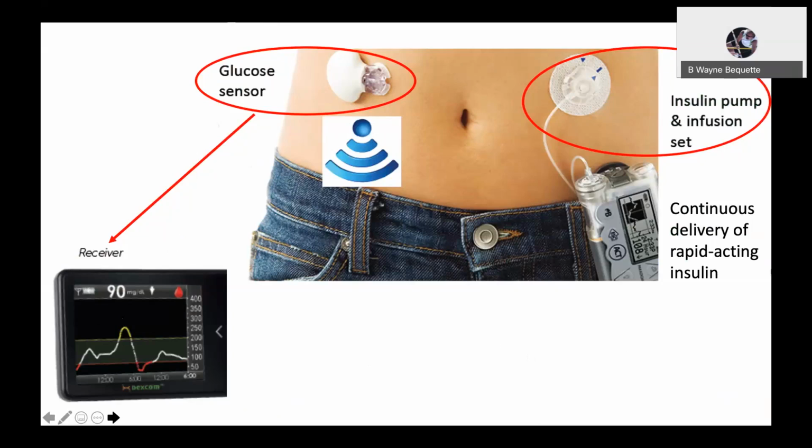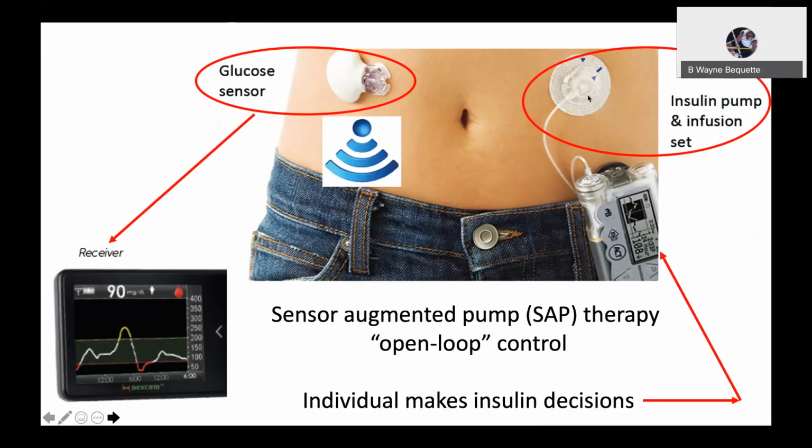Then in terms of the right-hand side, I'm showing a continuous insulin infusion pump, which is continuously delivering rapid-acting insulin through this infusion set shown above. Now, since one has to program that pump ahead of time and then make changes, an individual is really, in a sense, serving as their own closed-loop controller.